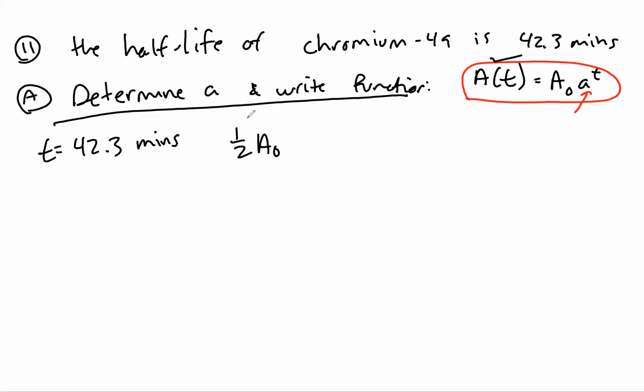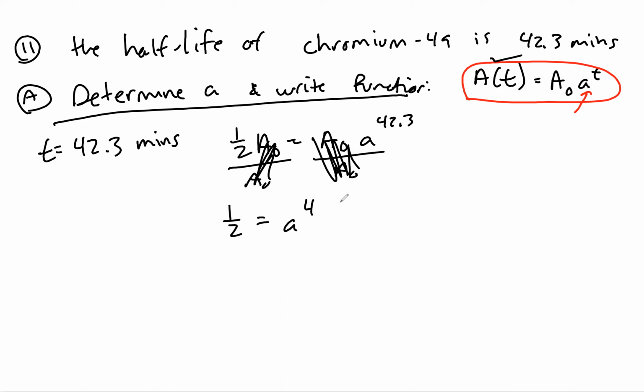So A sub T, check, half of our original amount equals our original amount times A. Well, how much time has passed? 42.3 minutes. So here's the first part of me trying to solve for A. Then I'm going to divide both sides by A sub 0, and in each case, they cancel each other out. They divide out. So I'm left with 1/2 equals A to the 42.3.